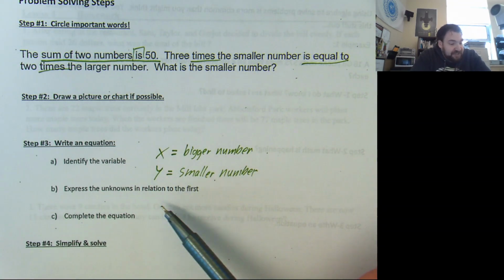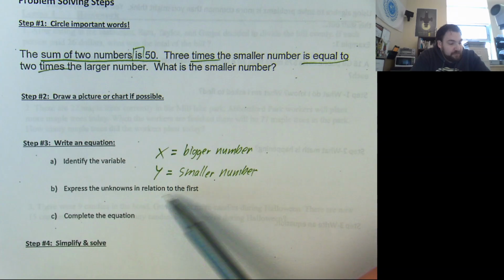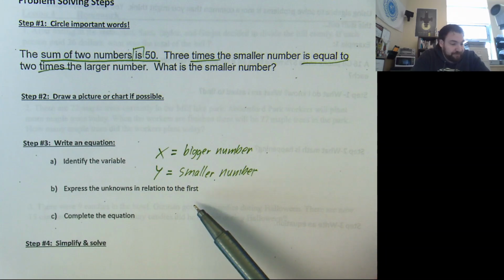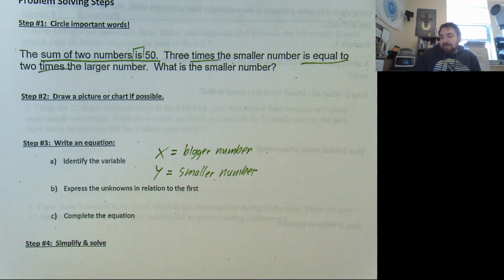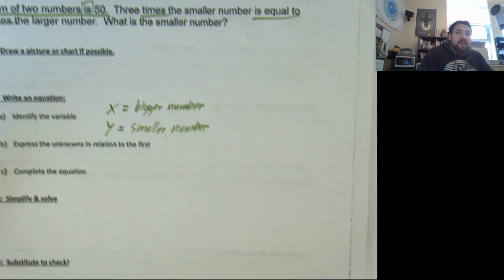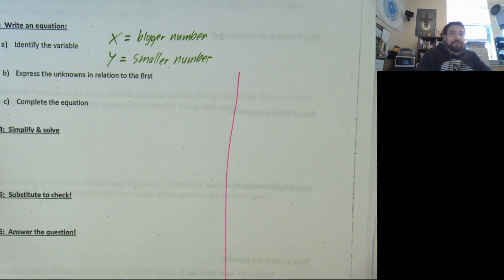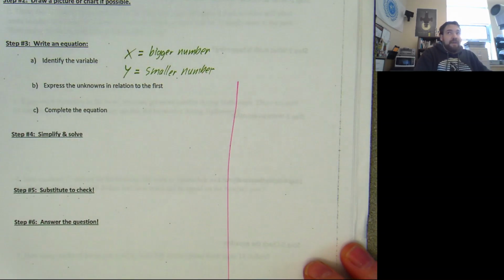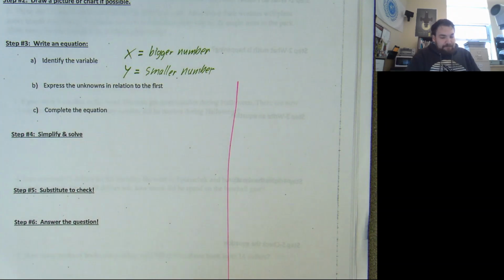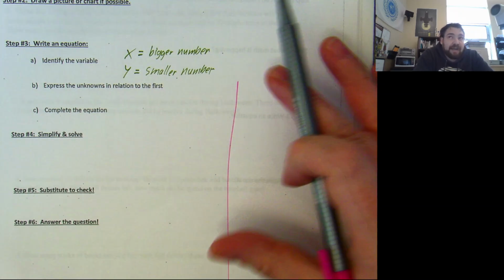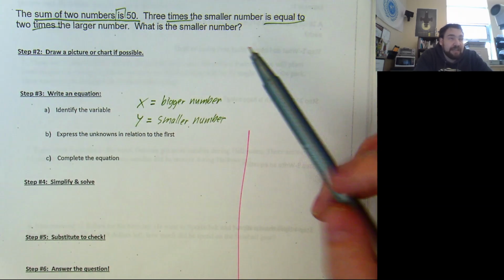Now we want to express the unknowns, or one unknown, in relation to the other unknown. So at this stage, I'm going to draw a line down the page here to the right. There are two ways to proceed with these kinds of problems. And I'll show you what I mean. What do we know about x and y as given to us in the problem? How are they related to each other?